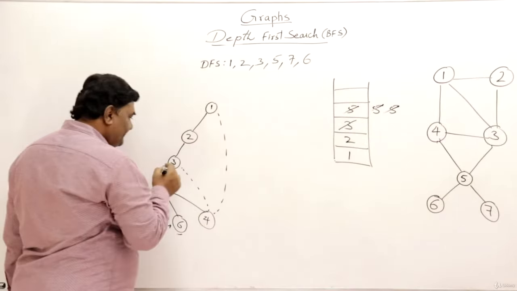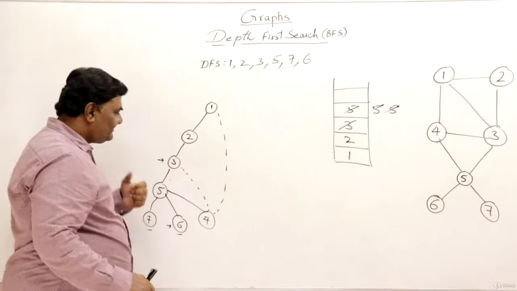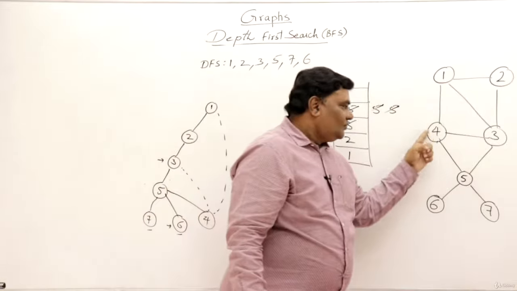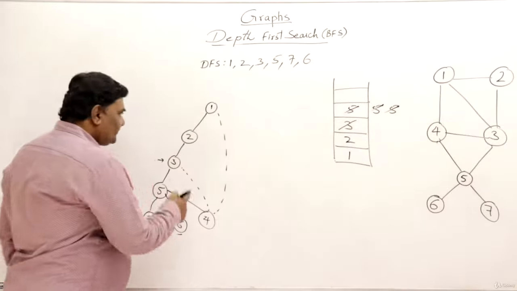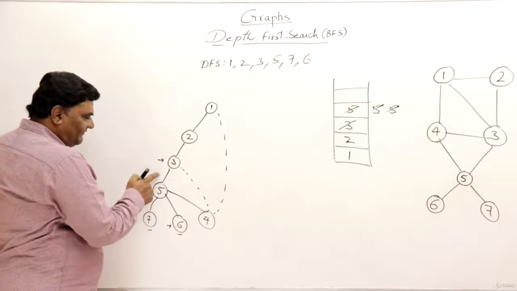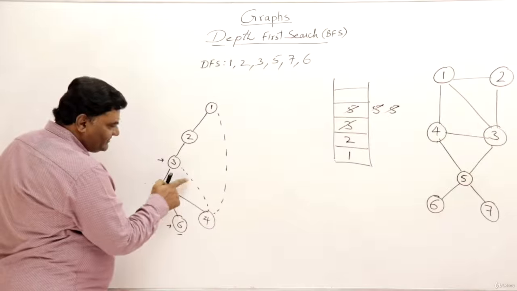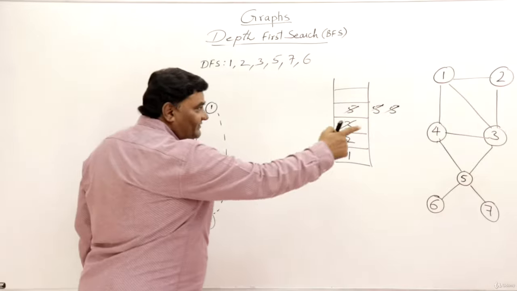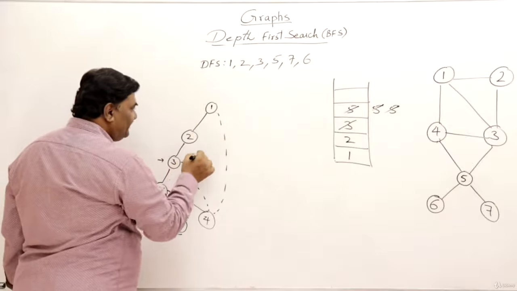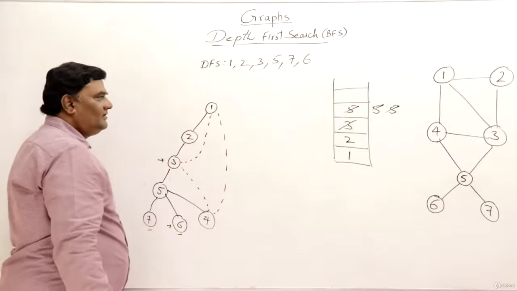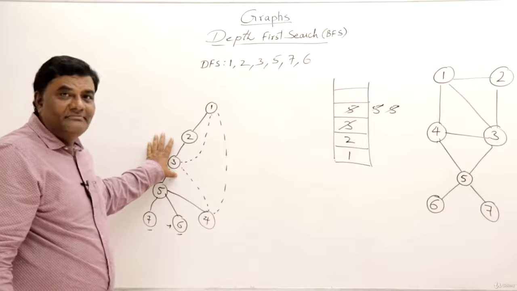Who is that? 3. So who are adjacent to 3? 2, 4, 5 as well as 1. 2, from there only we are coming. 5 we have already visited. 4 is already visited, and the dotted edge is also there. But from 3 to 1 there is no dotted edge, so I will draw a dotted edge here. 3 is completely explored.